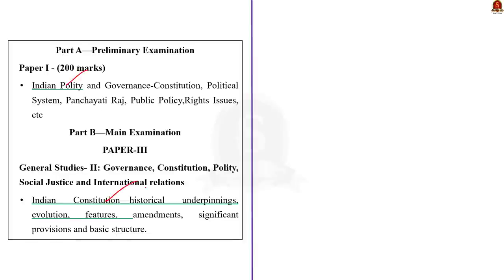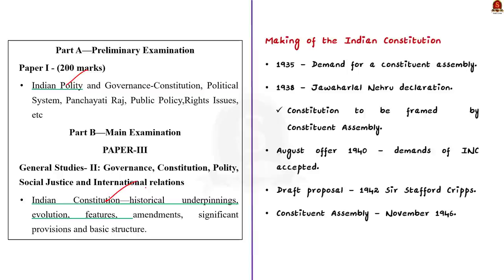Now let's begin our discussion with the making of the Indian Constitution. See, the Indian Constitution was framed by the Constituent Assembly. See, the demand for Constituent Assembly was officially made in the year 1935 and this demand was made by Indian National Congress. Following this, in the year 1938, Jawaharlal Nehru declared that the Constitution of India will be framed without the interference of any outsiders or Britishers.